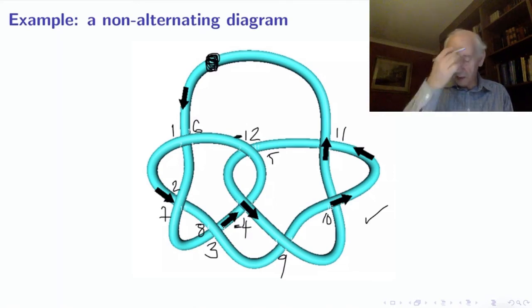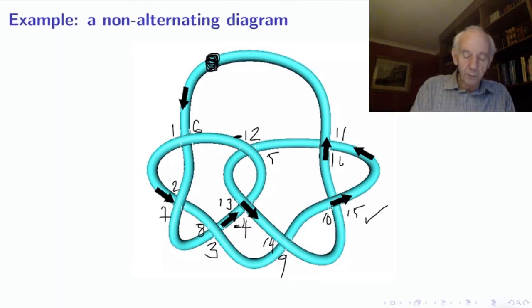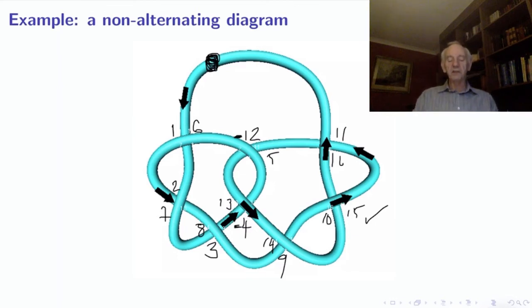But we don't lose any sleep over that. We keep going. 12 goes to 13, which goes to 14, which goes around to 15, which goes to 16, and I only had 8 crossings, so 16 is the maximum. I go back to 1. So what is the DT code?